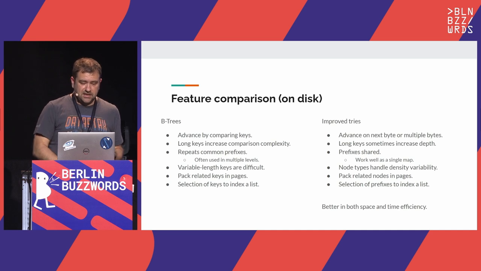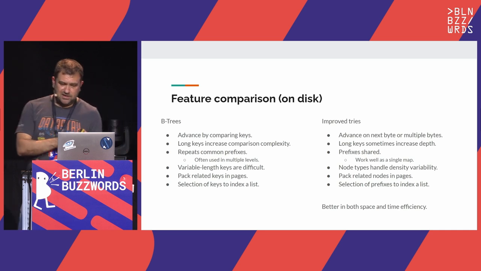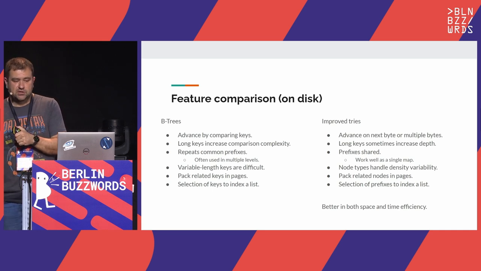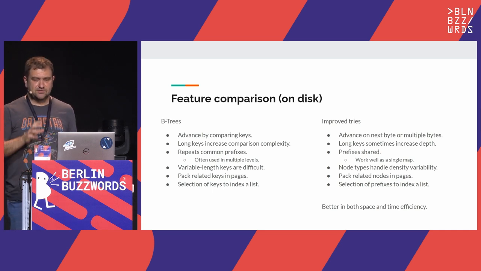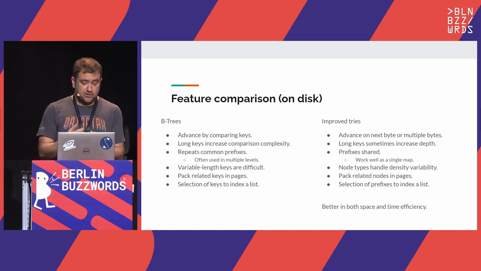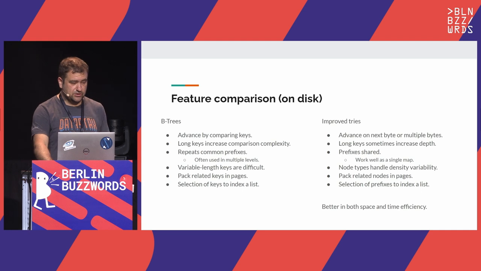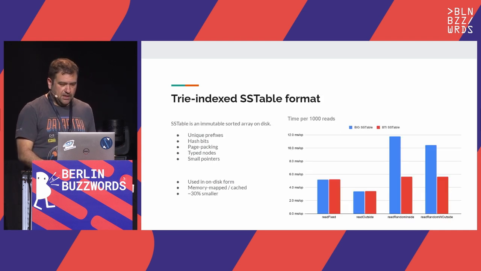pages from the disk. And finally, if you have an already sorted list and you want to index it, if you're using a B+ tree, you would select a portion of the keys to index into that list, but you still have to have the full keys in the index. While in the trie version, you don't need to have them, you only need to have some prefixes of the keys, which is much, much more efficient. And also, because tries don't repeat prefixes, you have a very, very efficient storage of these things as well.